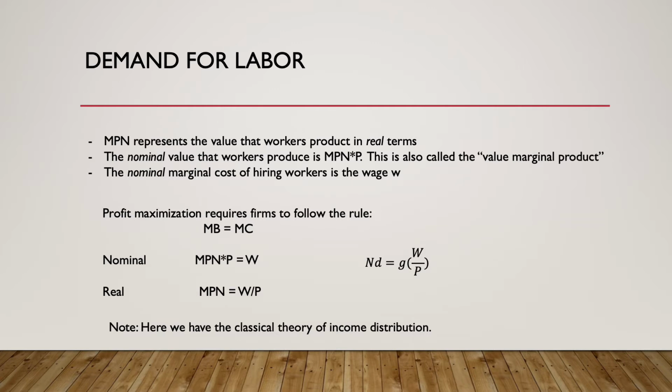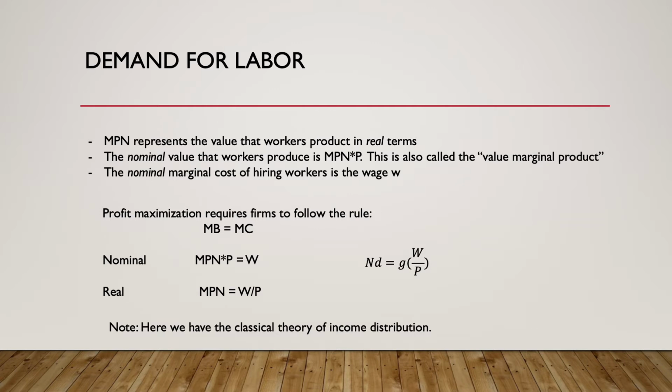All right, well, what does this look like? We've got our marginal benefit and we've got our marginal cost. Our marginal benefit in nominal terms is the marginal product of labor multiplied by P, and our marginal cost in nominal terms is the nominal wage, W. This is an equilibrium condition, right? This is a condition that shows the hiring level where firms have maximized profit. So if they're maximizing profit, they must be following this rule.